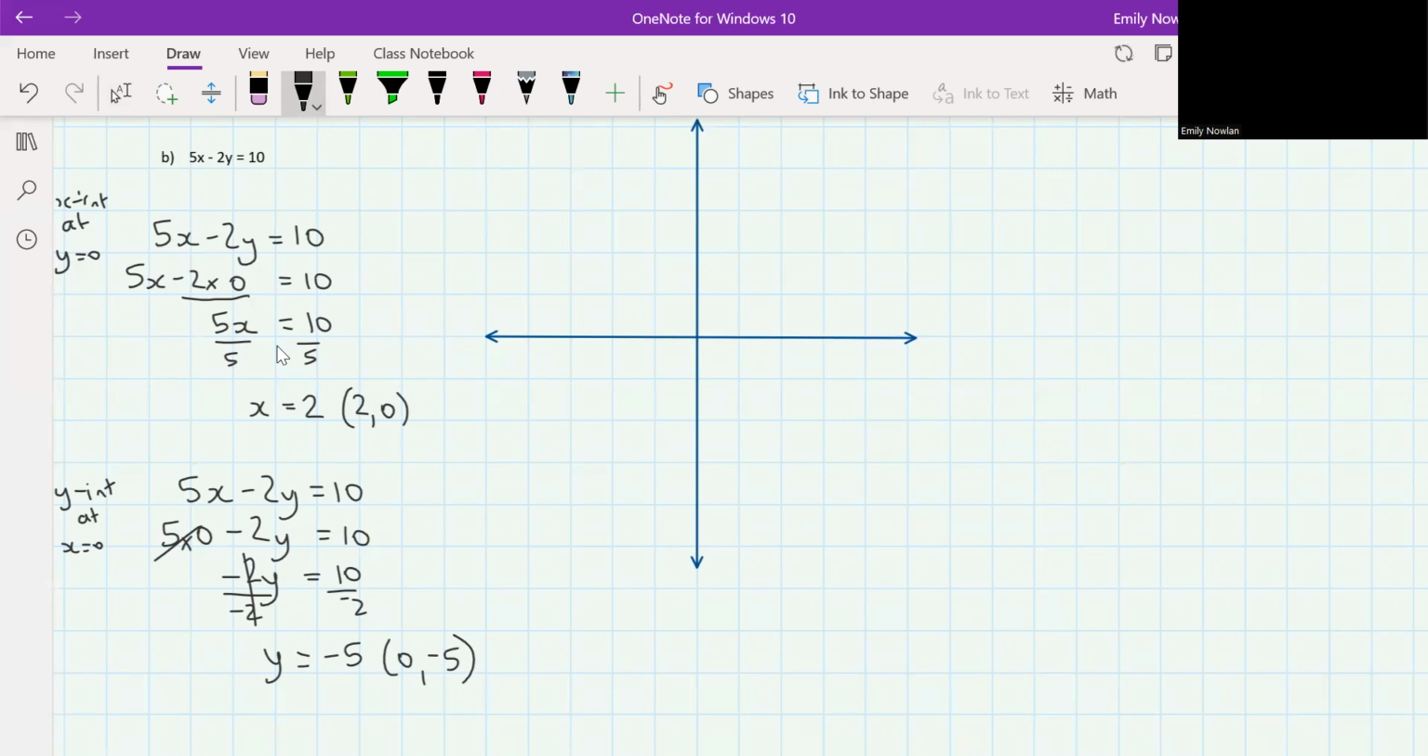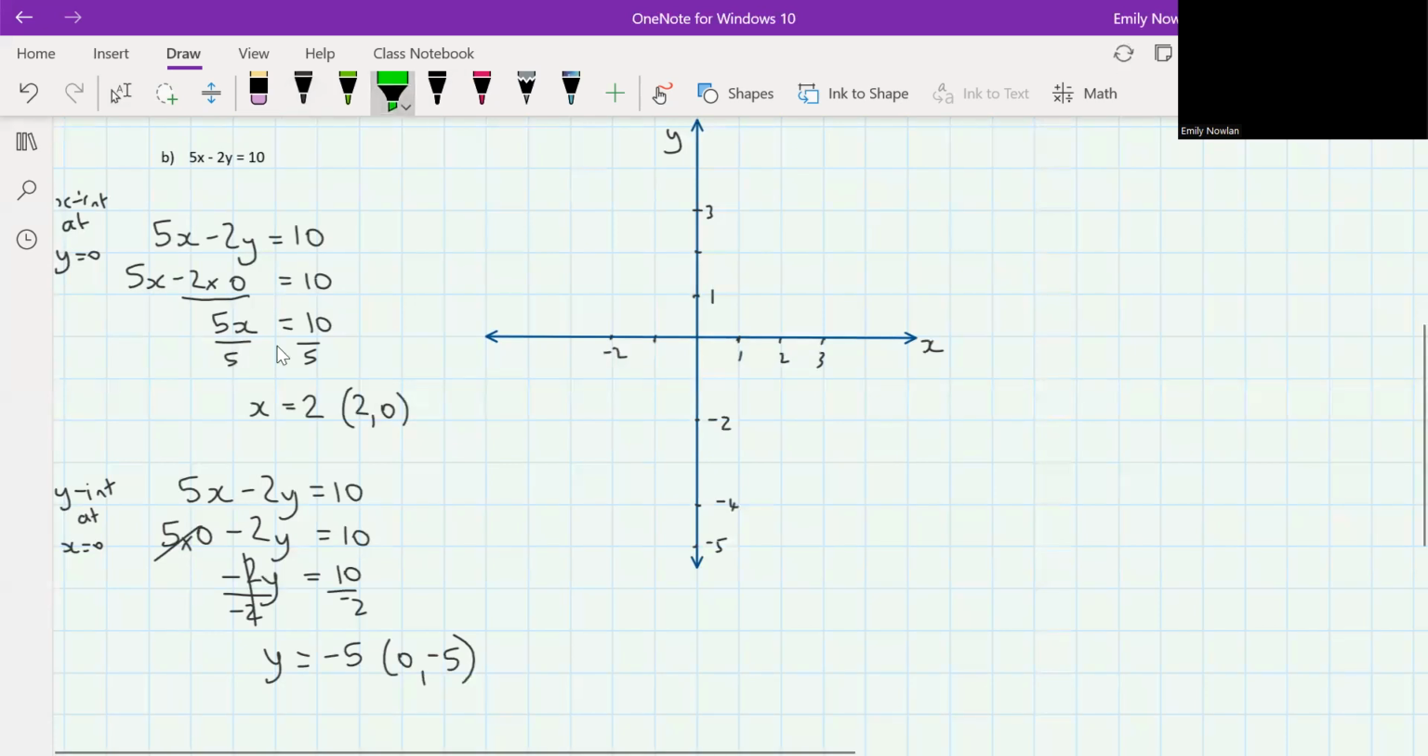Now again over here, I need to put some notches on my axes. Okay, 1, 2, 3. Okay, that will be minus 2 if I'm following this pattern. I need to go down to minus 5, so I'm going to put one there. Okay, and again, this is my x-axis, this is my y-axis.